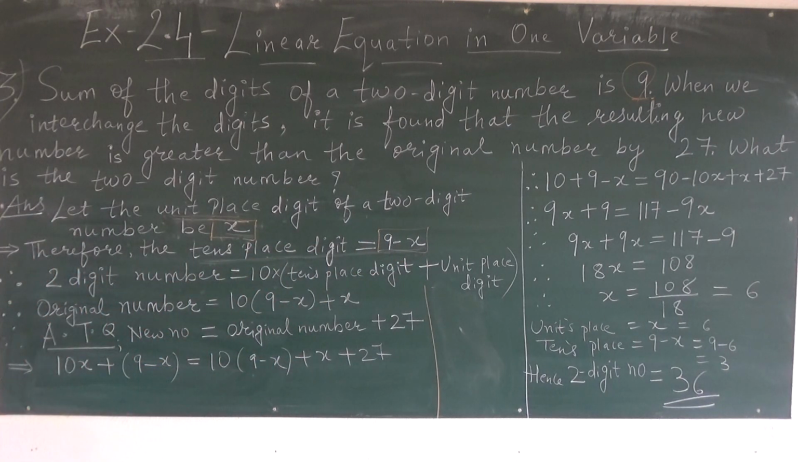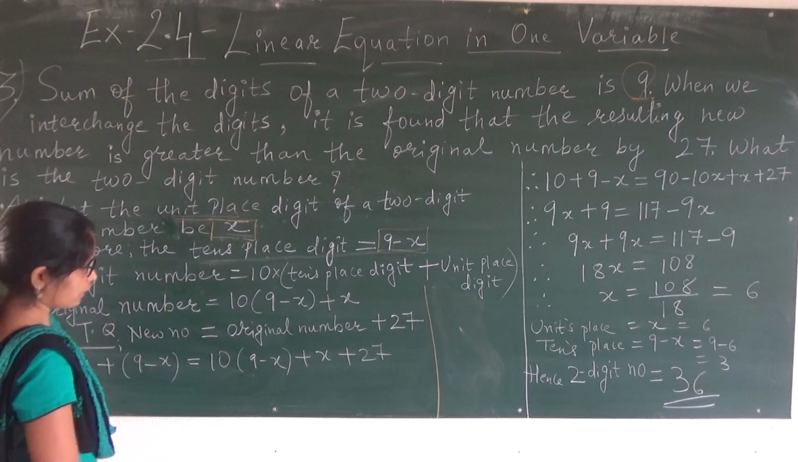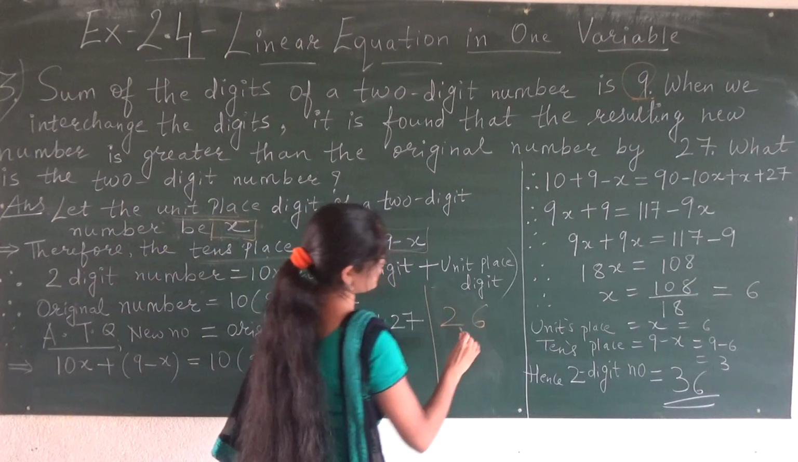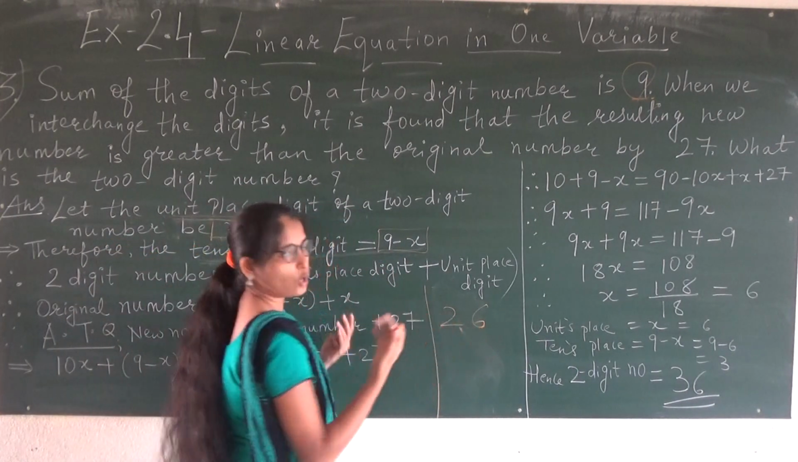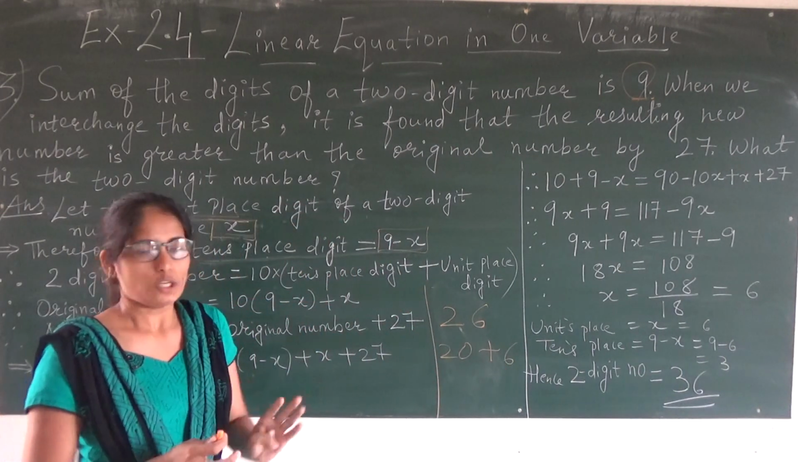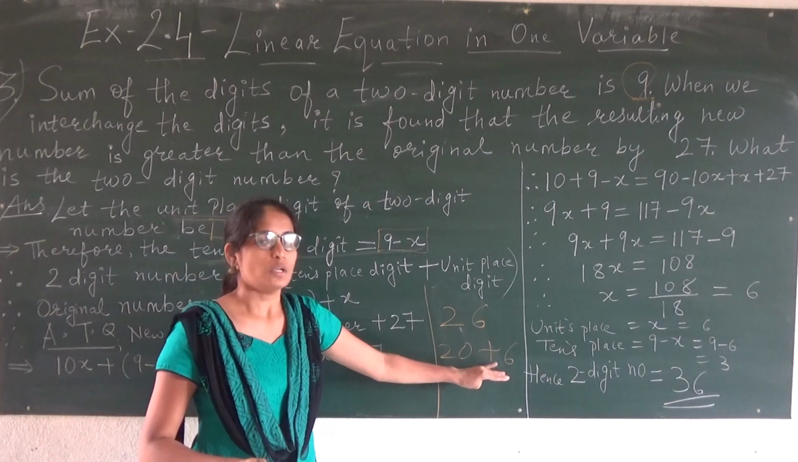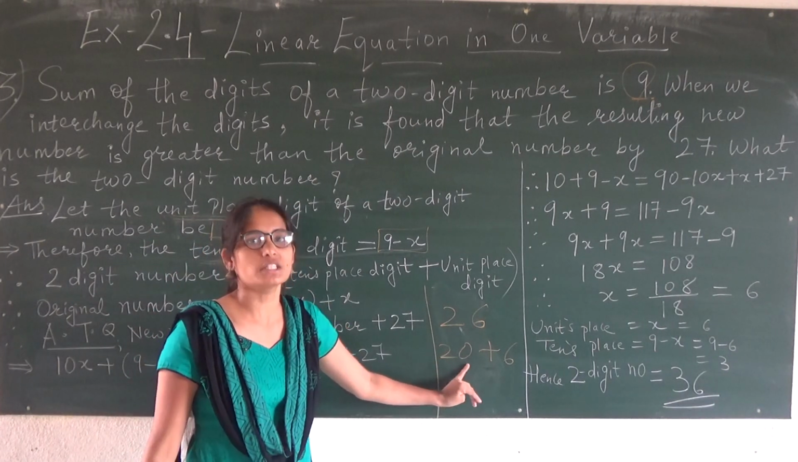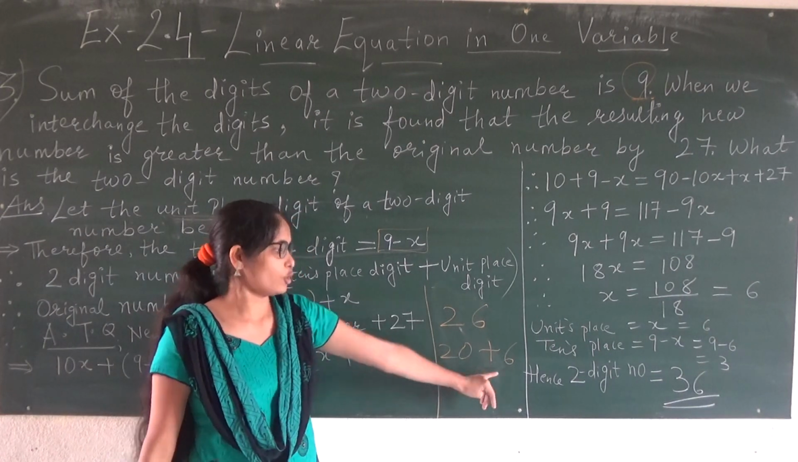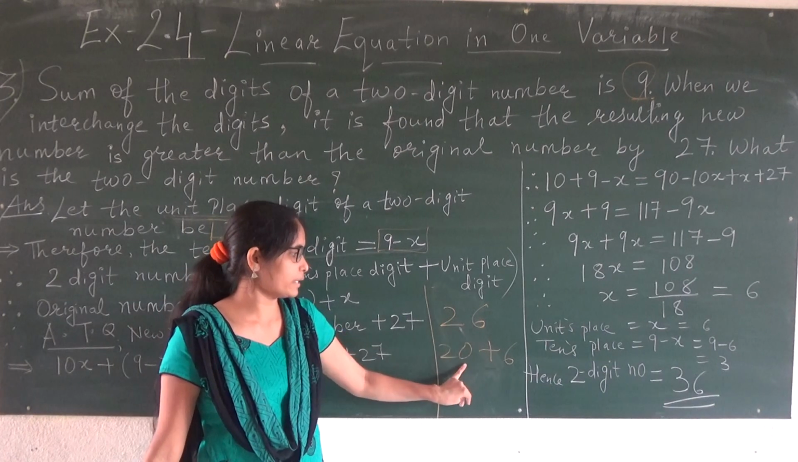Now we will form our equation. First of all, we need to make the 2-digit number with the help of this statement. A 2-digit number will be tens place digit plus ones place digit. For example, 26 we write as 20 plus 6, because 2 is at tens place, so 2 tens are 20, and 6 is at ones place, 6 ones are 6. So 26 means 20 plus 6.